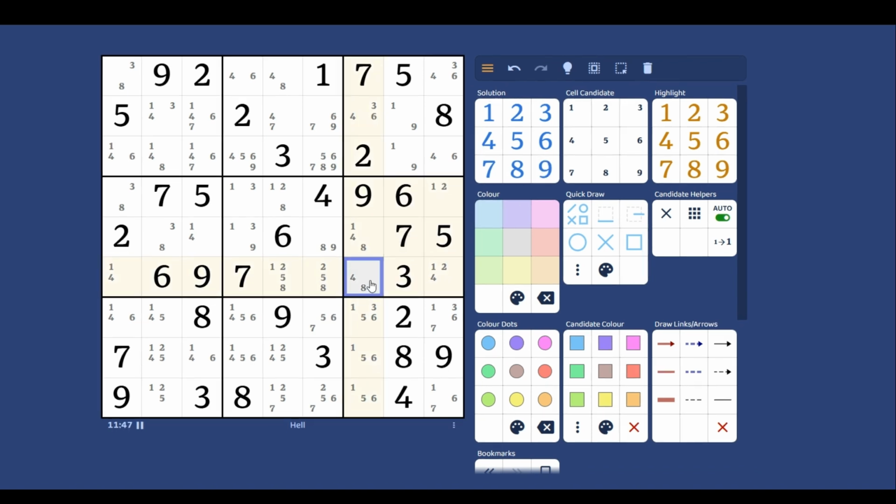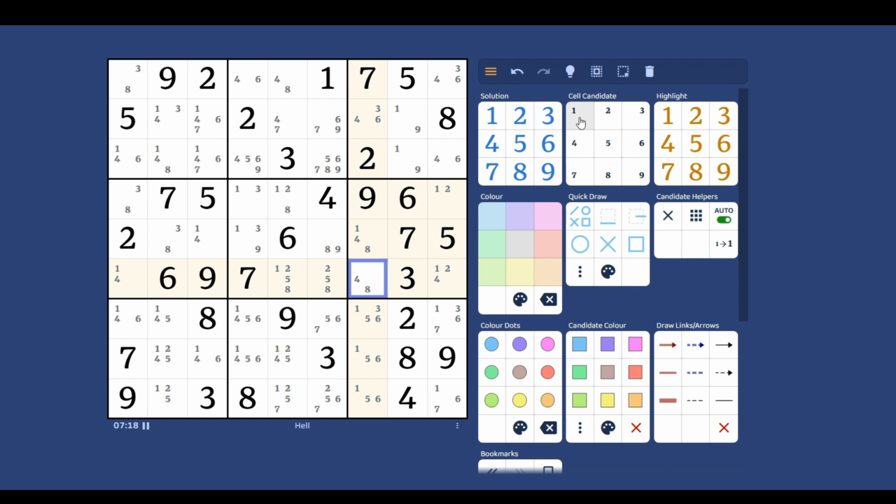Now, the reason this works is because if this cell was a 1, then we would be leaving 4 as the only option for this wing cell, 2 is the only option for this wing cell, and then we would have a 1, 2, and 4, which would completely empty out our pivot cell here. So this is why you can't have a 1 that sees all three of these cells at the same time, because we only have 3 candidates.